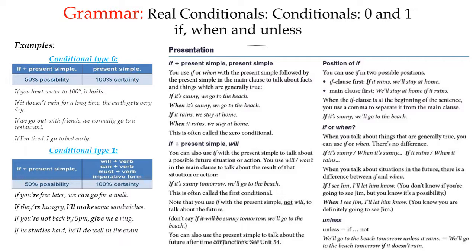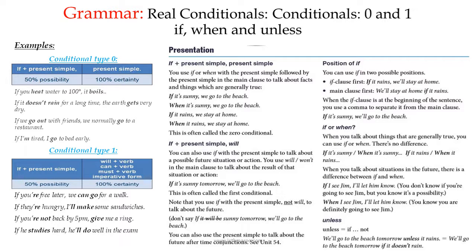If you start your sentence with if, you put a comma after the condition. If it rains, comma, we will stay at home. But if you start with the main clause, we will stay at home if it rains, there is no comma. It's okay.